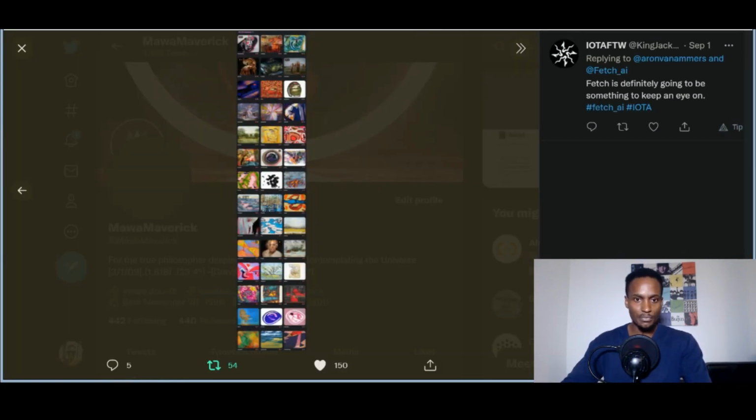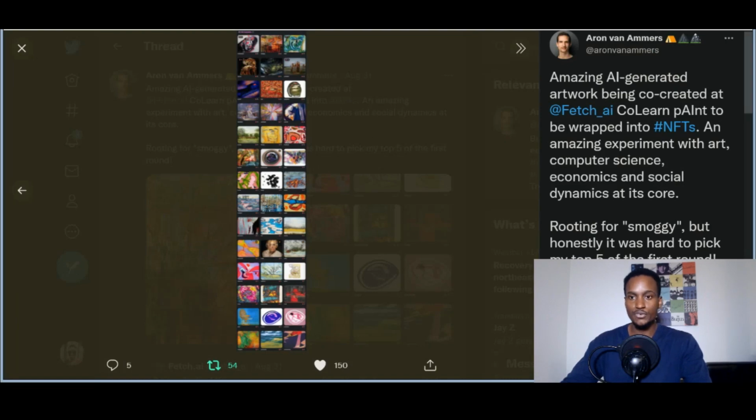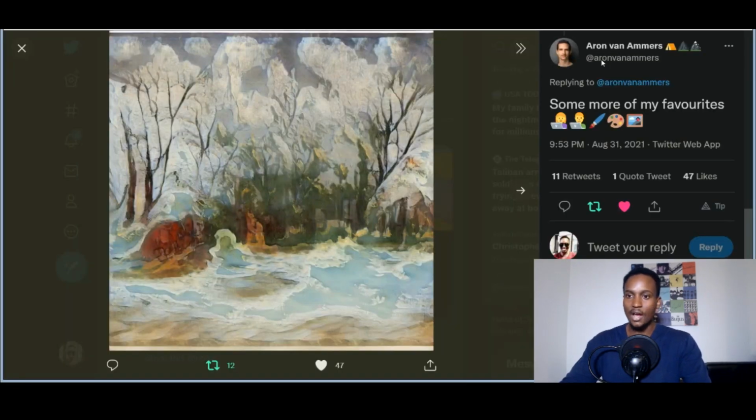So these were the art pieces here. We're going to see a few tweets from a couple of people. This is Aaron Van Ermers, the CTO of Outlier Ventures, which has really been backing the Fetch.AI ecosystem ever since the get-go, ever since it started. And these are some of the examples that were generated by this machine learning and artificial intelligence. So you can look at this. This is a generated art piece by artificial intelligence.